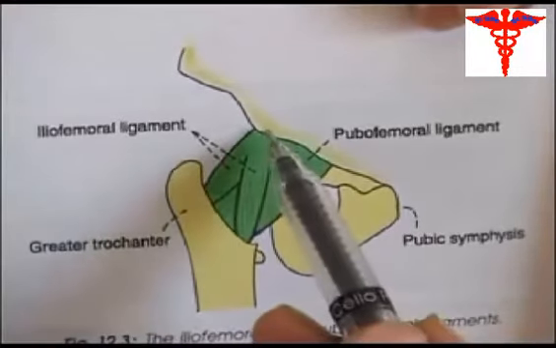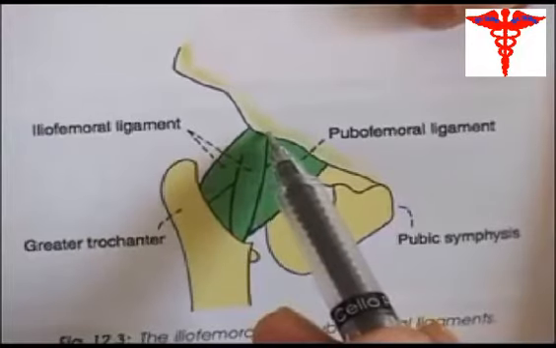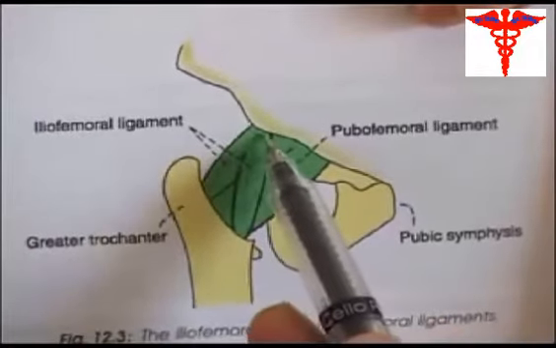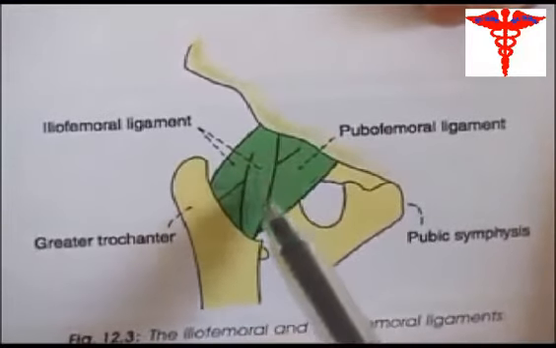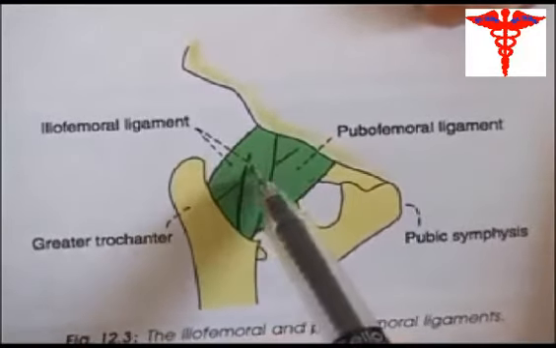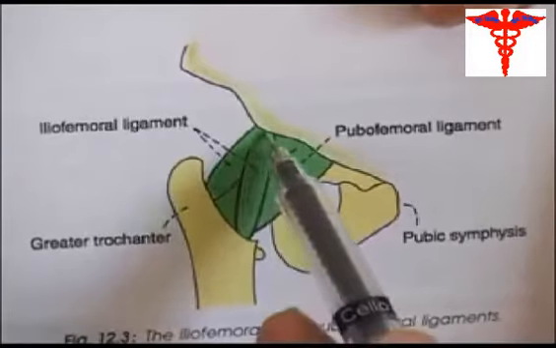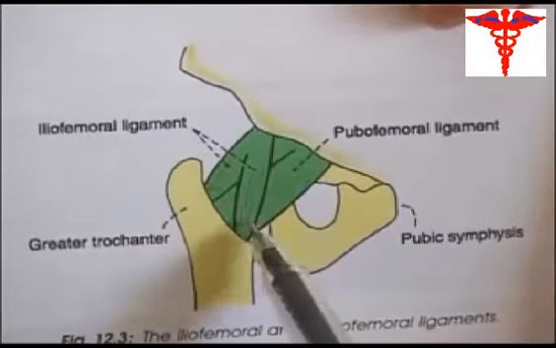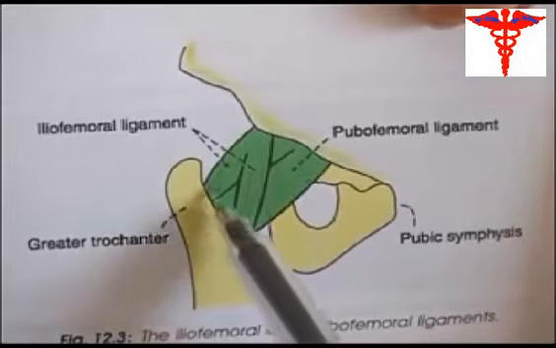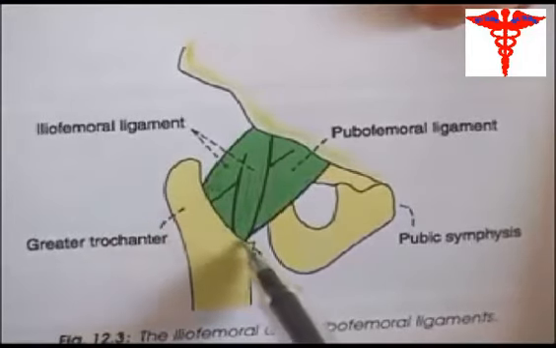The anterior inferior iliac spine, in its lower part, gives attachment to a very strong ligament, the iliofemoral ligament. It is inverted Y-shaped. The apex is attached to the anterior inferior iliac spine, and by its two ends, it is attached to the two parts of the anterior intertrochanteric line of the femur.